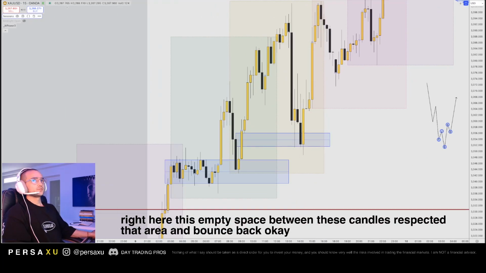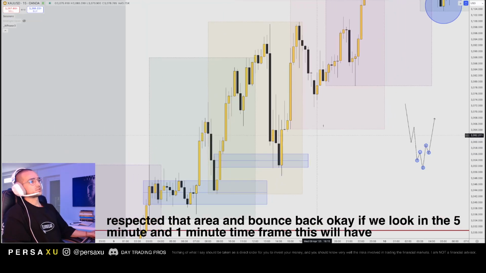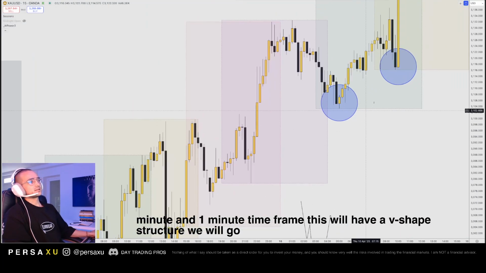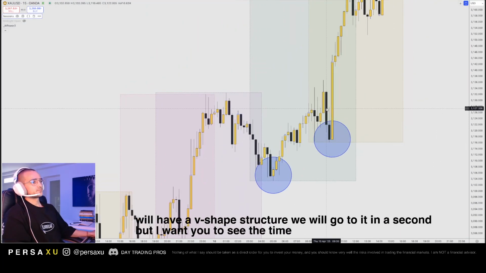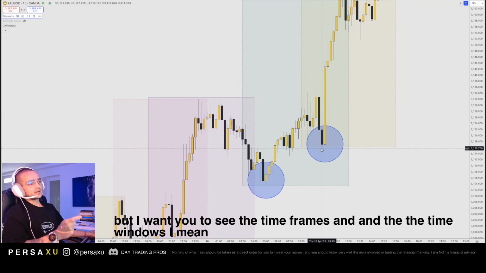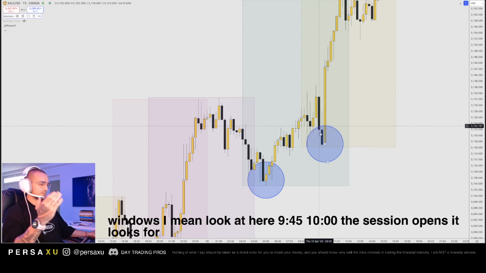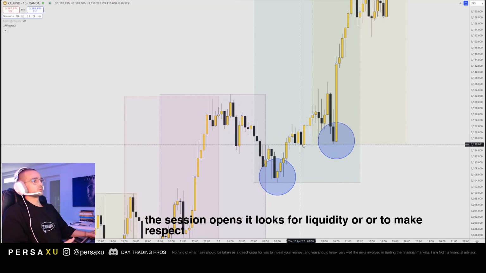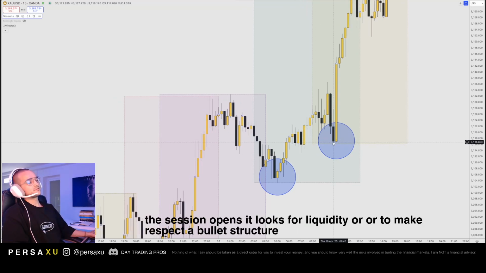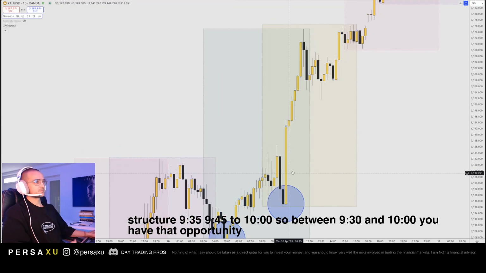Okay, if we look in the 5-minute and 1-minute time frame, this will have a V-shaped structure. We will go to it in a second, but I want you to see the time frames and the time windows. I mean, look at here, 9:45, 10. The session opens. It looks for liquidity or to make respect a bullish structure. 9:45 to 10. So between 9:30 and 10, you have that opportunity.